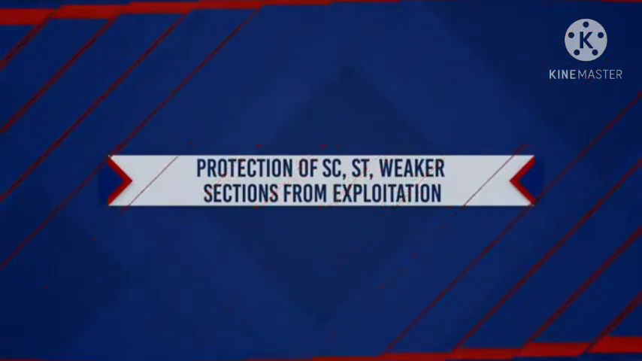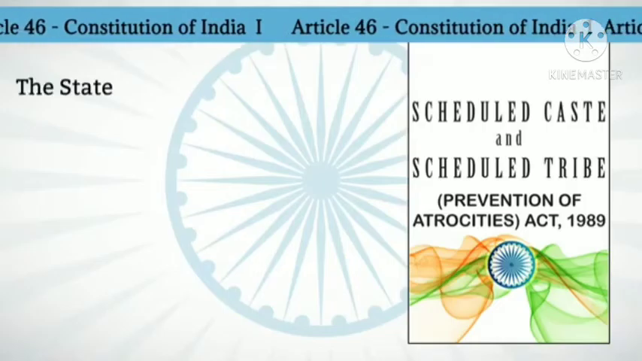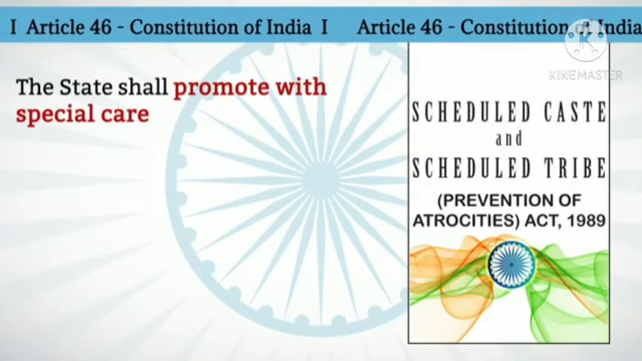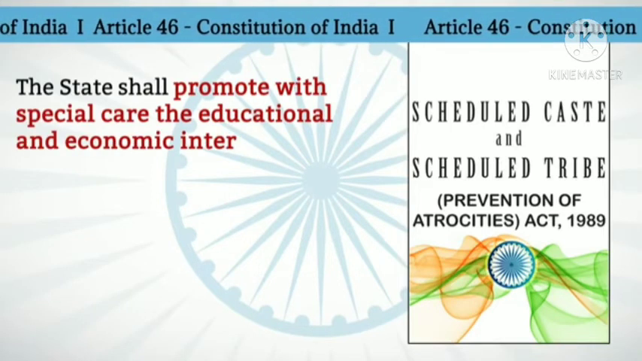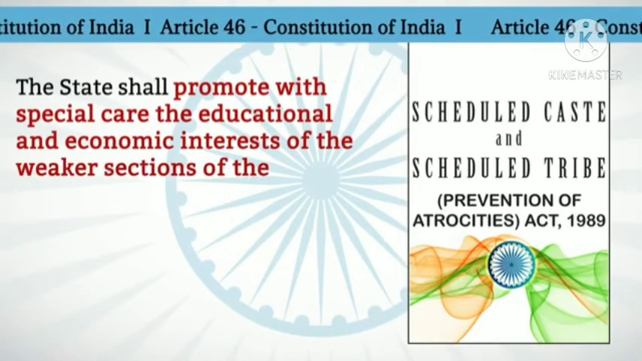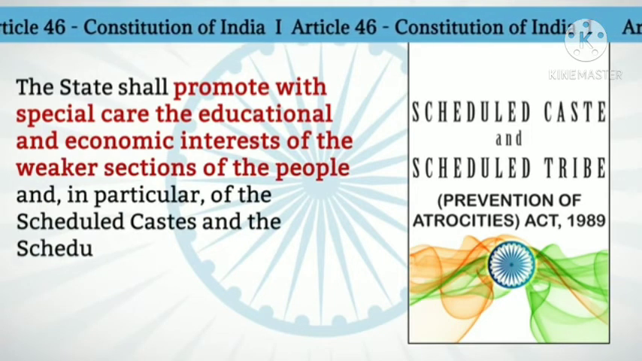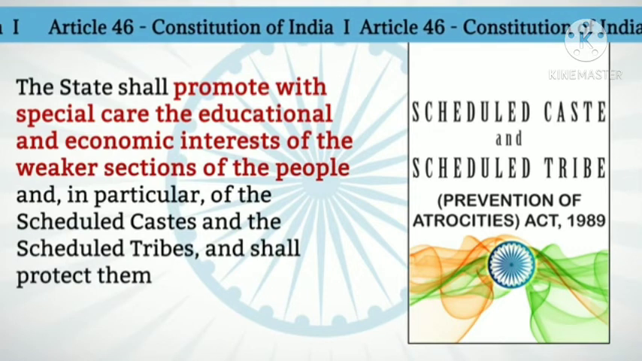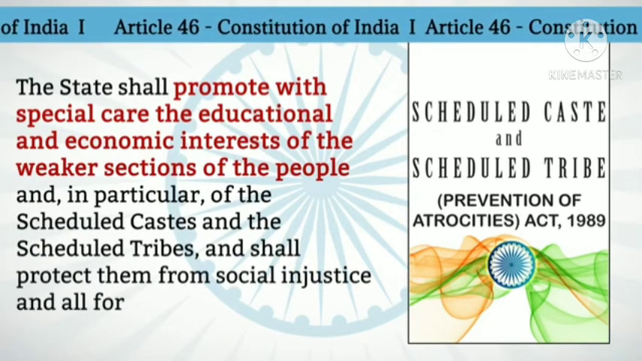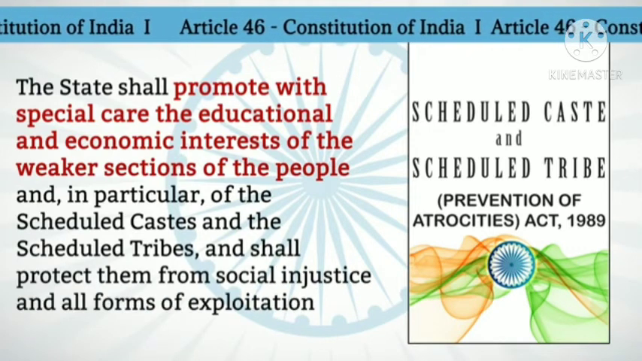Article 46. Protection of scheduled castes, scheduled tribes and weaker sections from exploitation. The state shall promote with special care the educational and economic interests of the weaker sections of the people, and in particular of the scheduled castes and scheduled tribes, and shall protect them from social injustice and all forms of exploitation.